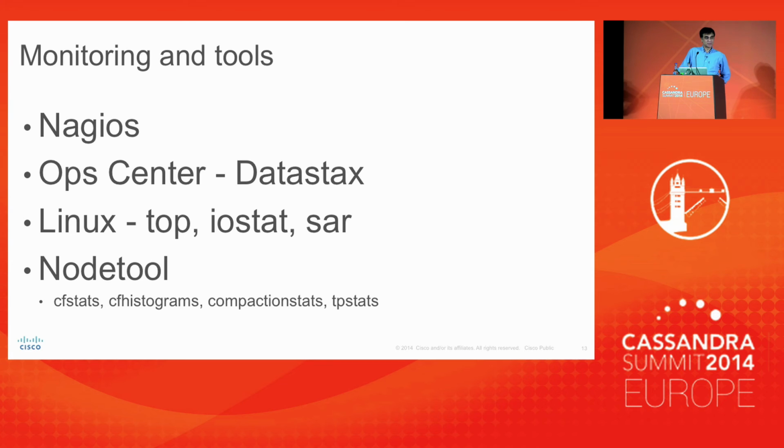Nodetool is absolutely brilliant. Just use it. There are many commands you can use there, but just the stats on the column families and compactions and the thread pool stats, they really let you know what's going on in the system. And several times you were wondering, okay, what's happening? How long will the compaction last? How much more is there? So we could use some of the tpstats numbers to determine that.